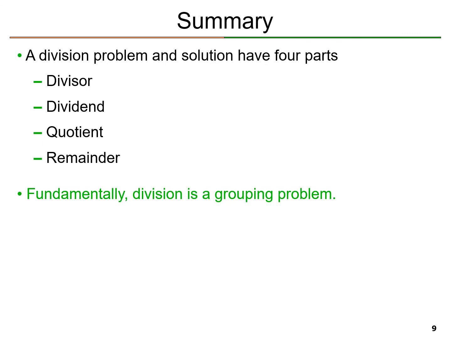Summary. A division problem and solution have 4 parts. It has a divisor, a dividend, a quotient, and a remainder. You have to correctly identify the divisor and dividend, and then you have to find the quotient and remainder. Fundamentally, division is a grouping problem.